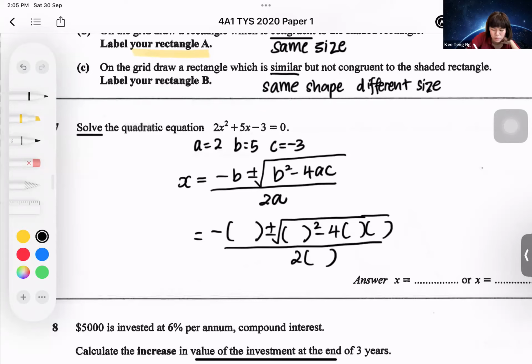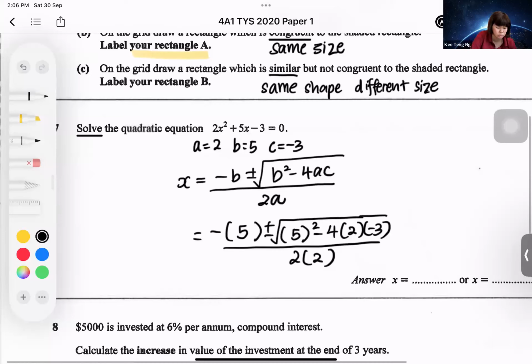So negative b is negative 5, and for 4ac, 4 times 2 times negative 3. Then with this, you can use your calculator, mode 5 2 2 or mode 3 3, to get the answer. Or some of you like to do fractions. If you do fractions, the first one will have a plus sign here, and the second answer will have a minus. So remember that if you calculate on your own, there is a sign in between the number and the square root. That's how we get two different answers.